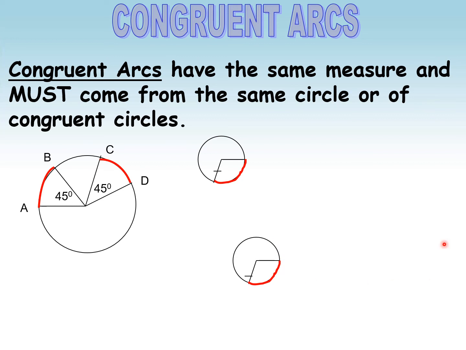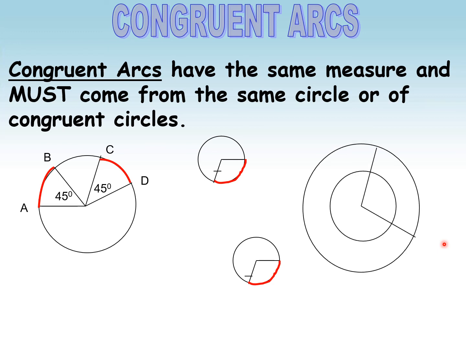We also can derive congruent arcs if two circles share the same center. So we all know that the measure of an arc is based on the measure of its central angle. So if it's 110 degrees, then therefore these two arcs are congruent arcs.